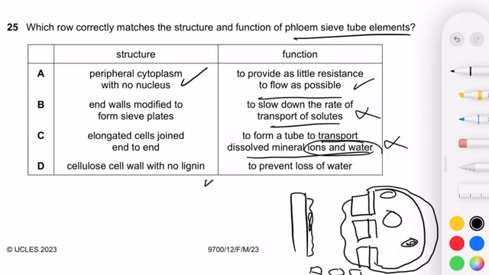Cellulose cell wall with no lignin, true. To prevent loss of water, absolutely not. Actually, lignin is what prevents the leakage of water. If you do not have lignin, you're not going to prevent the loss of water. And water is not the main thing that's being transported here. The important part is avoiding loss of the phloem sap. It's really precious. And hence, I'm going to be choosing A.